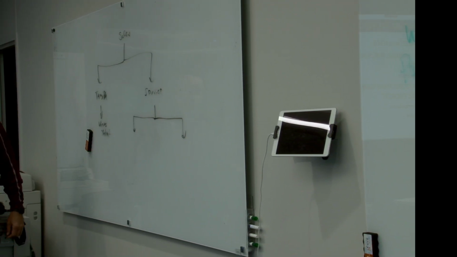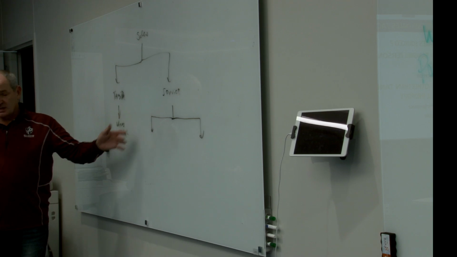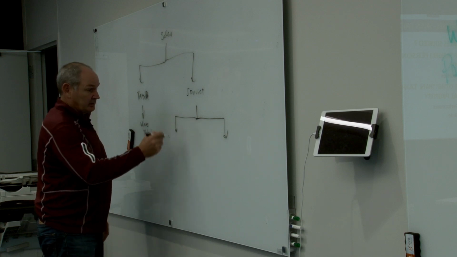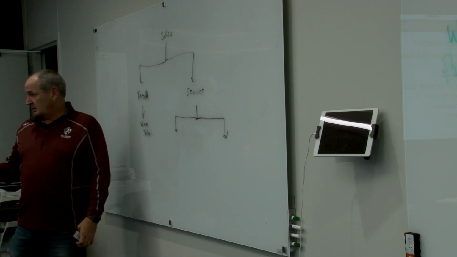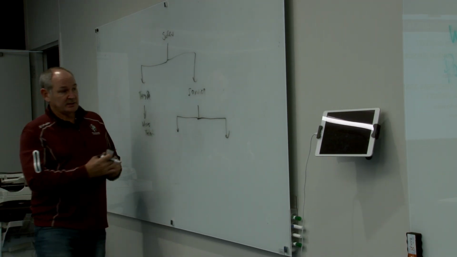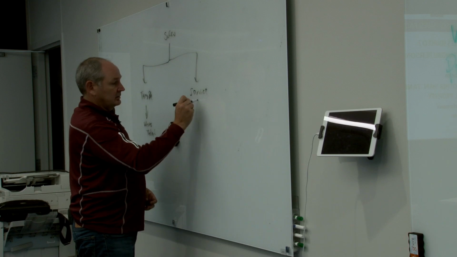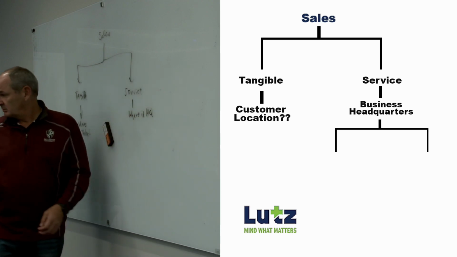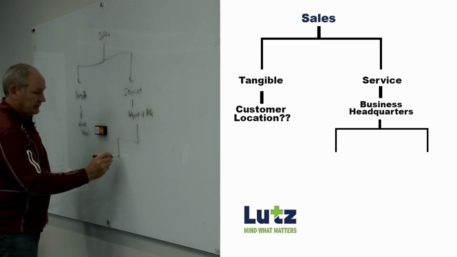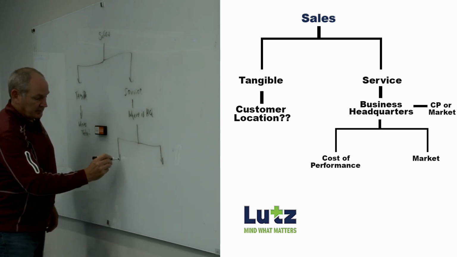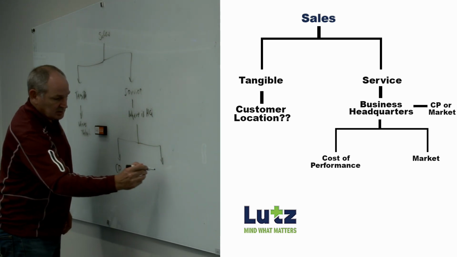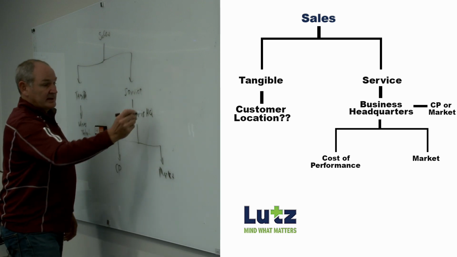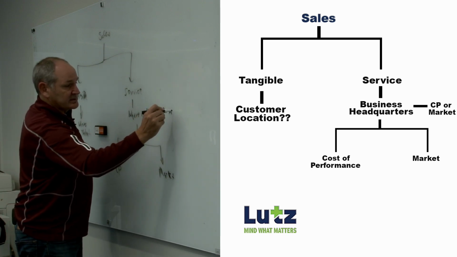Then on the service side of things, I think what she's saying is, you have to identify probably three things. Where are you located? So where's the business located? Where is headquarters? Fair enough? Yep. And then once you have that, you have to say, okay, where are they doing business? And is it a cost of performance location or is it a market location? You have to ask the same question, is this a cost of performance or is this a market?